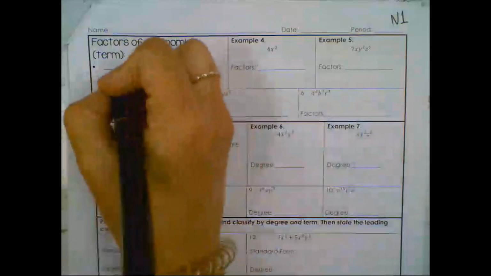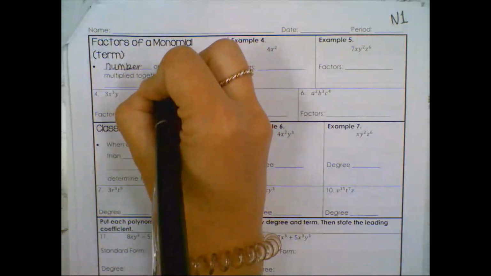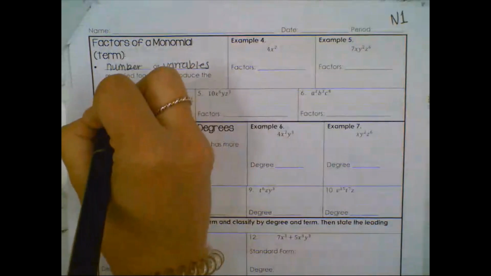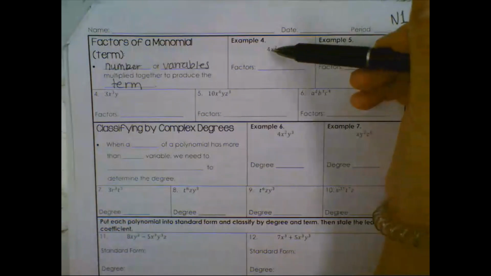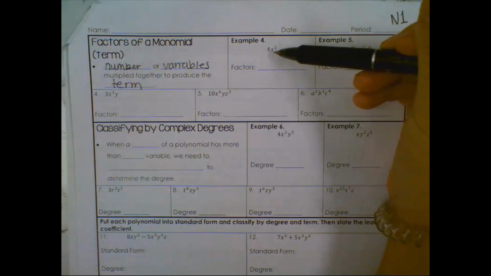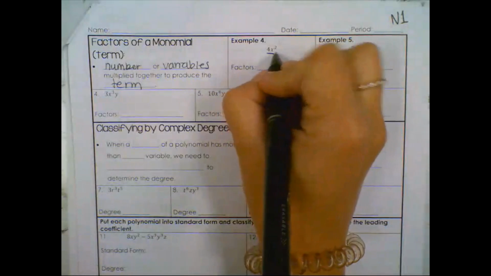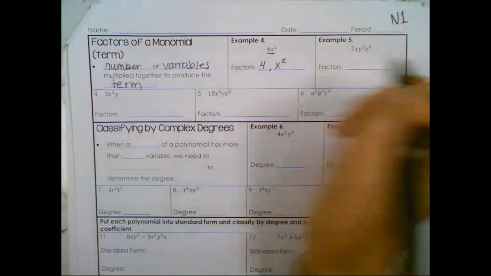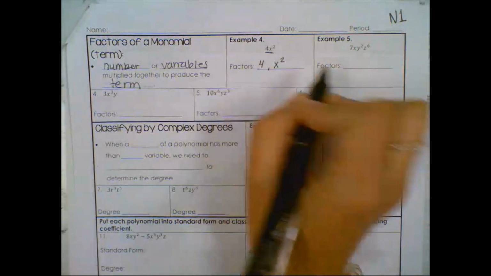Factors of a monomial are all the individual numbers or variables that are being multiplied together to create the term. For example, this is just one term, and it looks like the ones we've already been working with, a term with a variable and a number out in front. What's being multiplied together, remember this is multiplication, are 4 and x squared. Those are the two factors being multiplied to make that individual term.